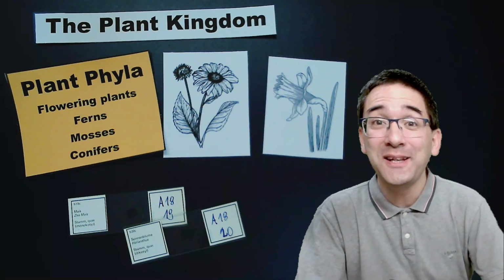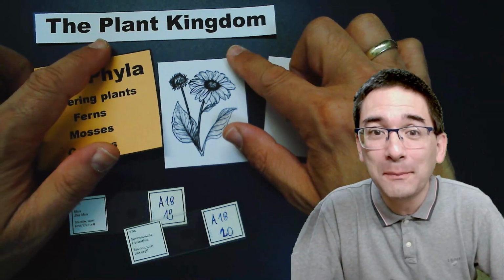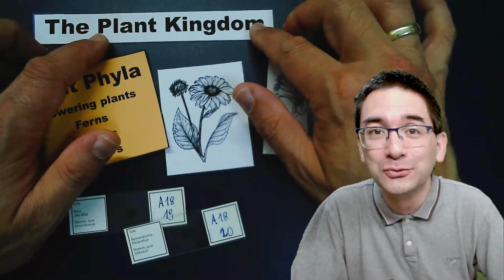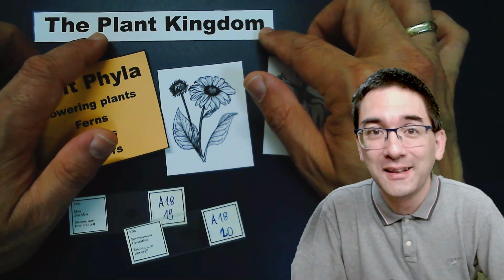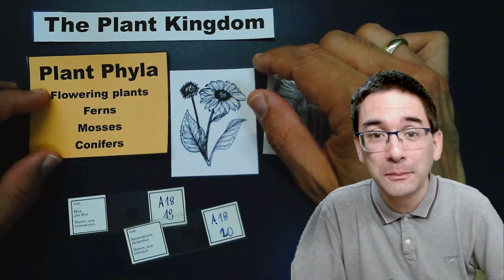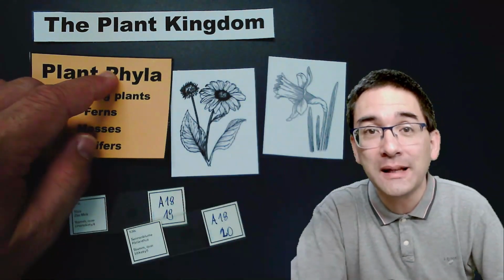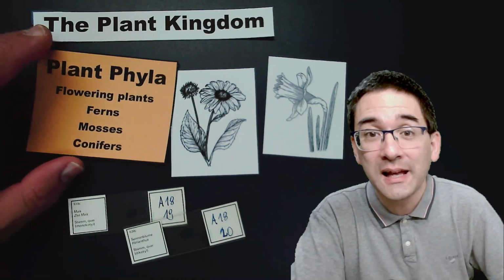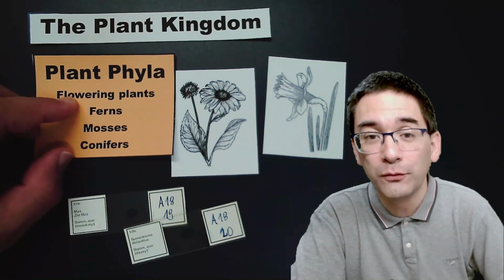And in today's video, I would like to introduce the plant kingdom to you. I'll be talking about the different groups of plants that there are, and I'm going to show you those 4 different plant phyla. A phylum is the next lower category beneath the kingdom, and plants can be grouped into one of those 4 categories here.